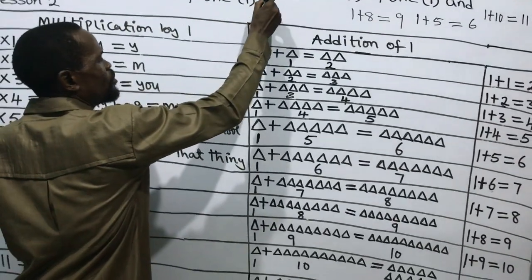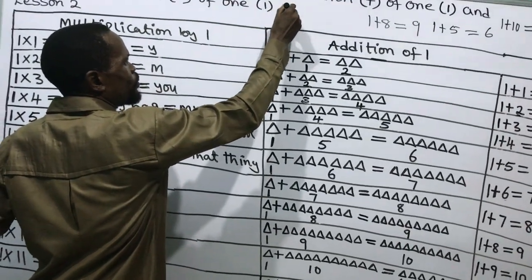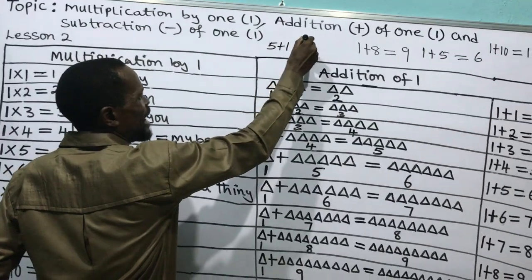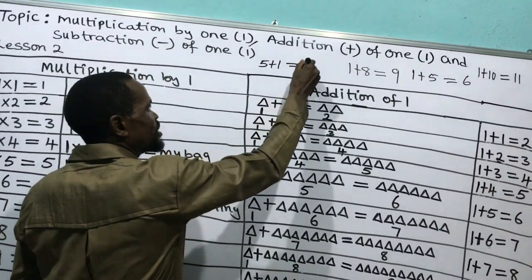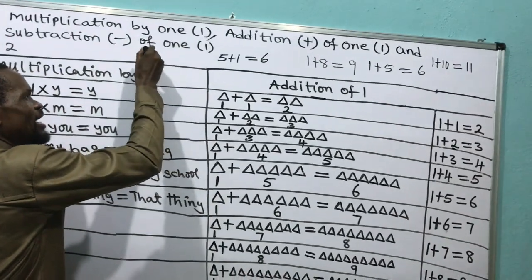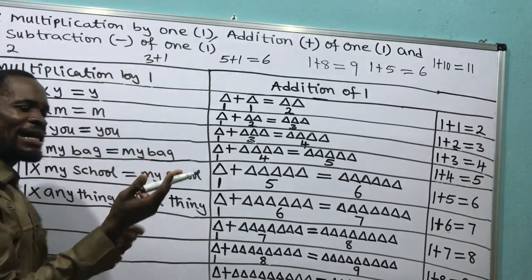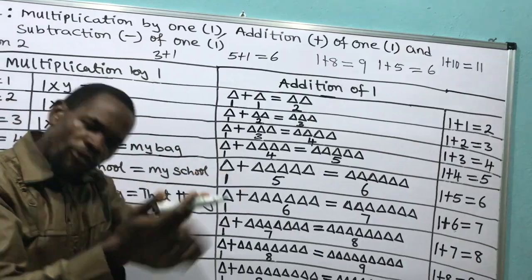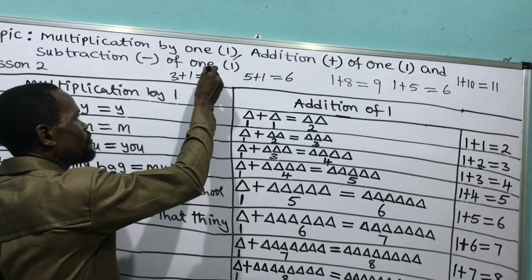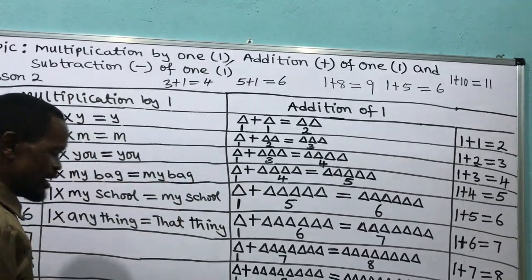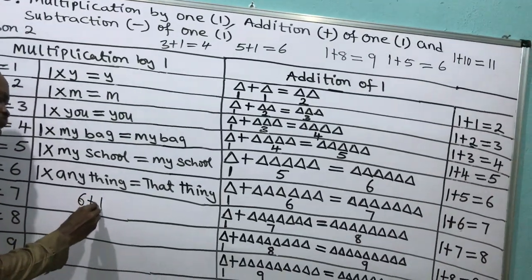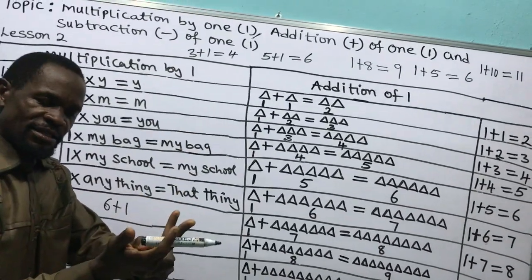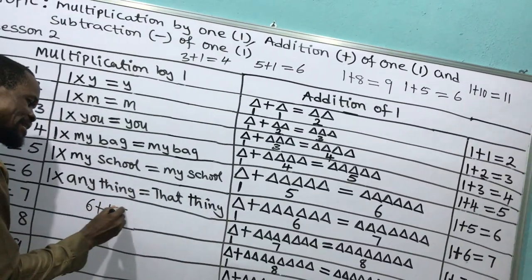If I have now 5 plus 1, my answer will be 5, 6. My answer will be 6. Then 3 plus 1, my answer will be what? 3, 4. My answer is what? 4. Are you following? Then 6 plus 1, 6, 7. My answer is what? 7.